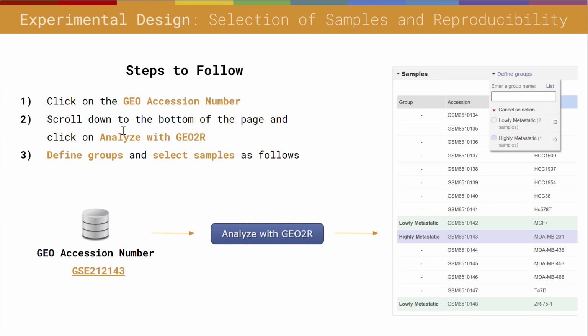Basically, you click on the accession number, scroll down to Analyze with GEO2R, and then define your groups, the groups that you want. Controls go first, which is important, as it is what you want to contrast with. So this is the experimental, highly metastatic. This is the control, low metastatic, and then you select your samples as I chose them here, and you assign the group after selection.